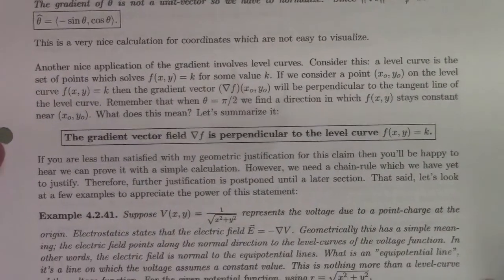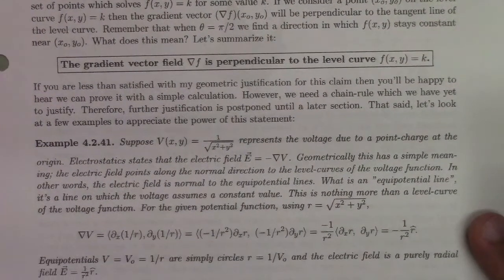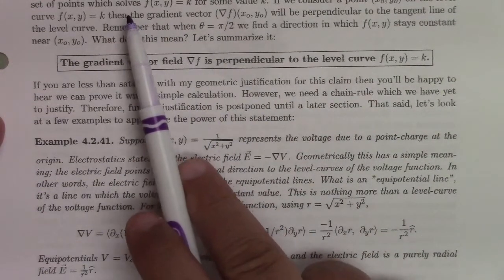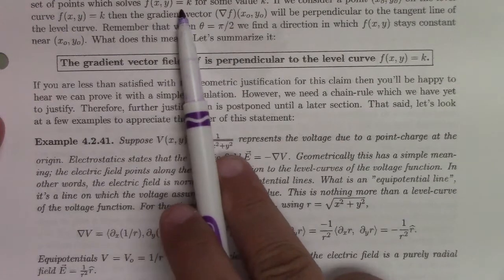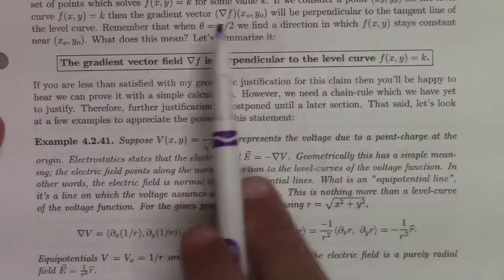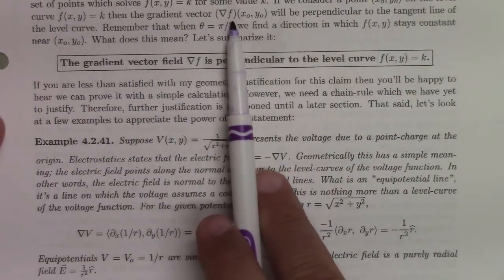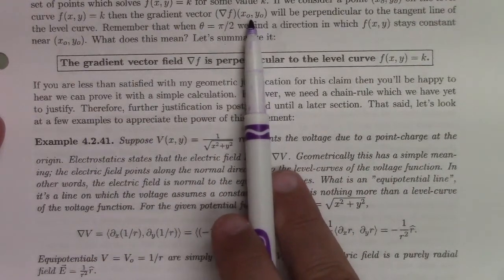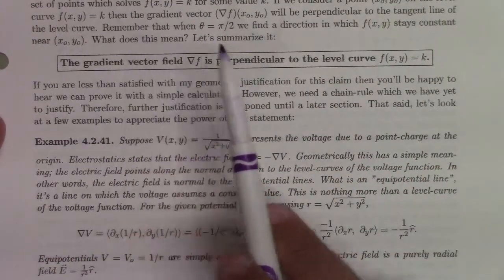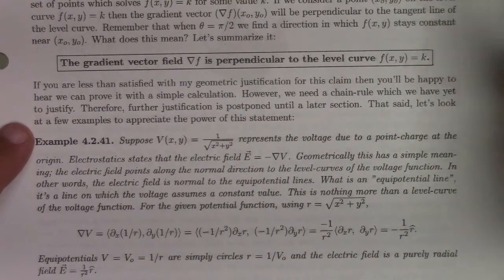And the larger point from all this I'd like for you to see is that if we think about the level curve as f of x y equal to k for some value k, and if we consider some point x naught, y naught on the level curve, then the gradient at that point is going to be perpendicular to the tangent line of the level curve, right? So like, if this is the level curve, and this is the point x naught, y naught, you know?